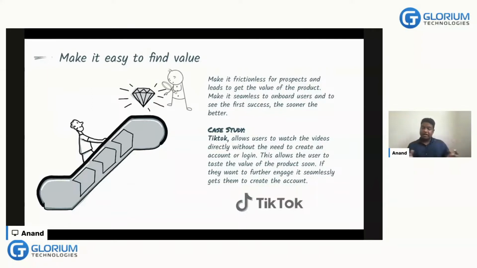Humans inherently want to get to the value sooner, and instead of creating friction in the funnel, how do you make it super easy for them to start seeing value, right? How do you onboard your users in a much more seamless way and get them to see their first success? The sooner they see that first success, the better it is, because then they're going to talk about it, they're going to promote it automatically, they're going to be more sticky in your product.